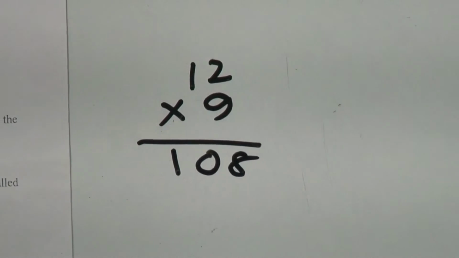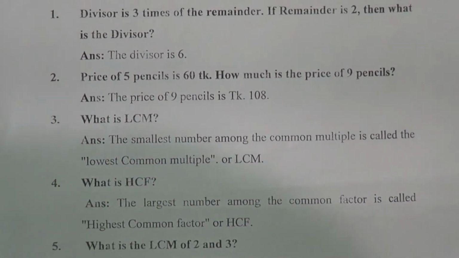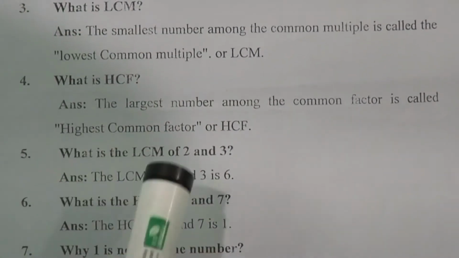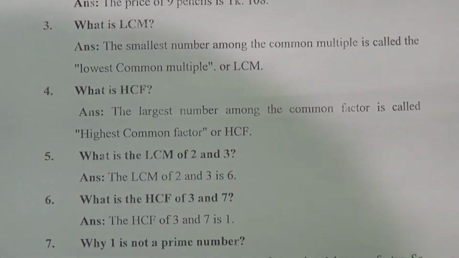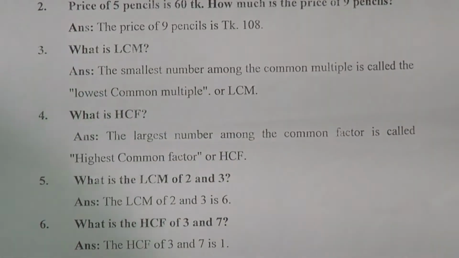Okay. 3 number question, what is LCM? The smallest number among the common multiples is called the lowest common multiple, or LCM.